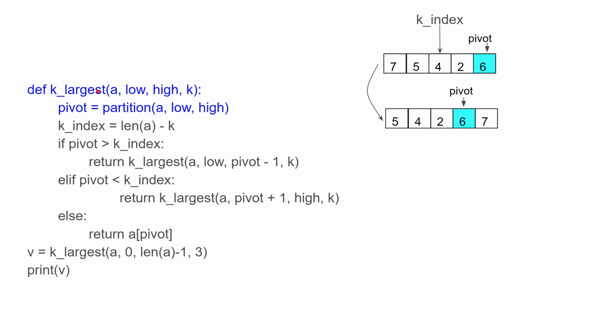Function k largest takes the input of A, low, high, and k. A is the array, k is 3 in this case, and low starts at the beginning of the array and high starts at the end of the array. Now I'll partition, and the pivot becomes the shaded value. The k index is now the length of A minus k. Since the pivot index is bigger than the k index, it will call itself to go to the left of the pivot to look at the left side.